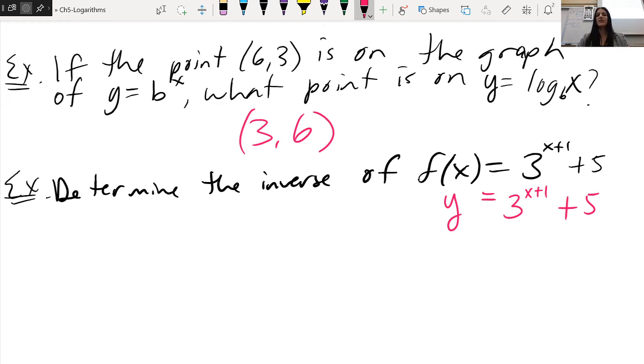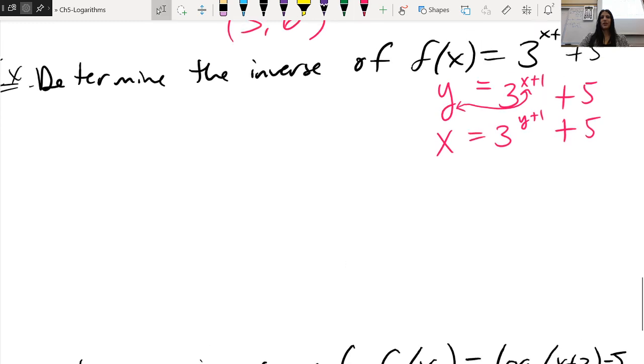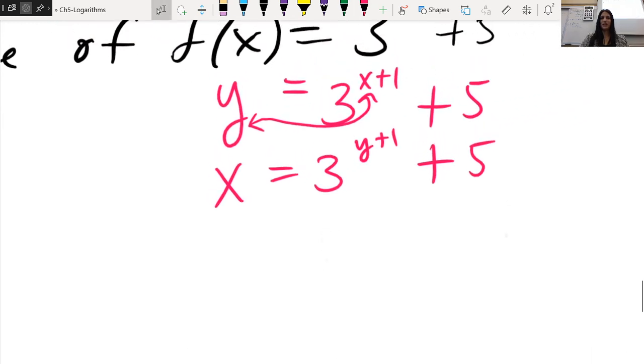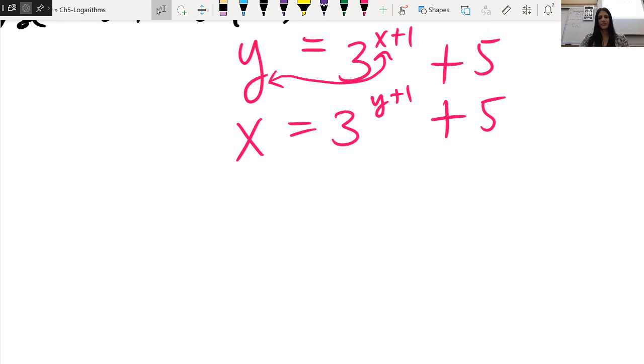So the first step is we would change this to y equals 3 to the x plus 1, plus 5. So rewrite it with a y. We would swap the x and the y, so we'd have x equals 3 to the y plus 1, all plus 5. Then I'm going to zoom in here because I'm assuming you all have that down already. Our goal is to get y by itself, so let's move the 5 over. So x minus 5 equals 3 to the y plus 1.